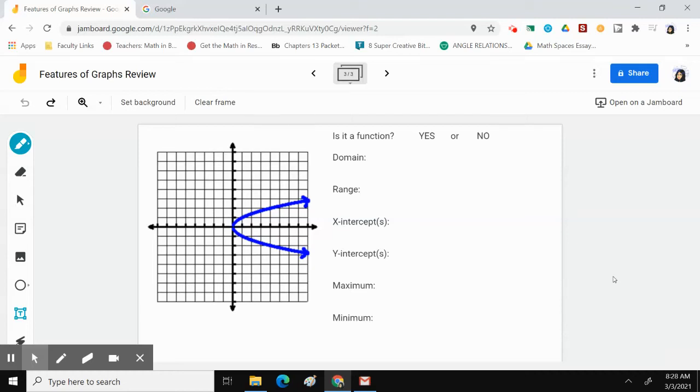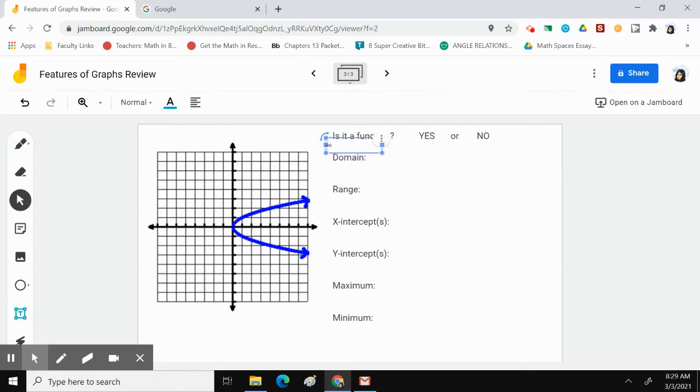Hey guys, so we're going to continue identifying some key features of graphs, but this time we're going to be looking at an infinite graph. The reason why this is considered an infinite graph is because we have arrows, meaning that the graph goes on forever. So this extends past what we see. So we're still going to answer the same questions, starting with whether or not this graph is a function.